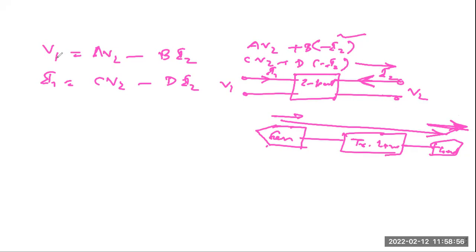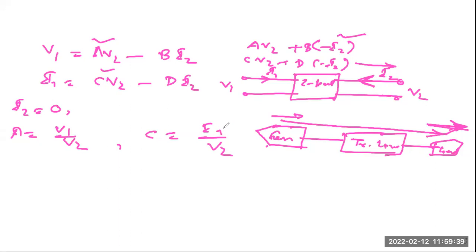Now, here also we need to calculate these parameters. So what has to be done? Let us say we make I2 equal to 0. If you make I2 equal to 0, we can calculate the A and C values. A will be equal to V1 by V2, and C will be equal to I1 by V2. Now, what is this A? A is the ratio of two voltages, the ratio of the input voltage to the output voltage, which is also known as the voltage gain.